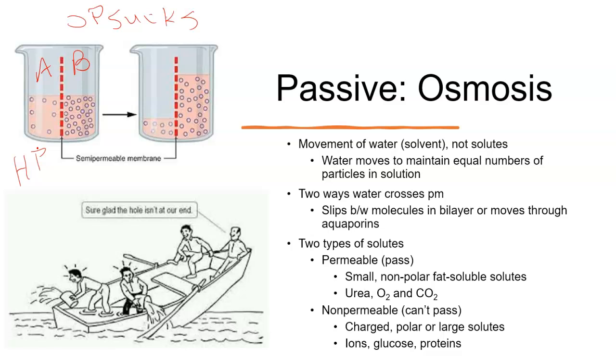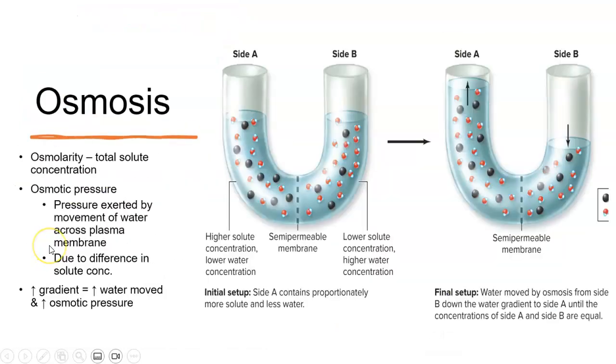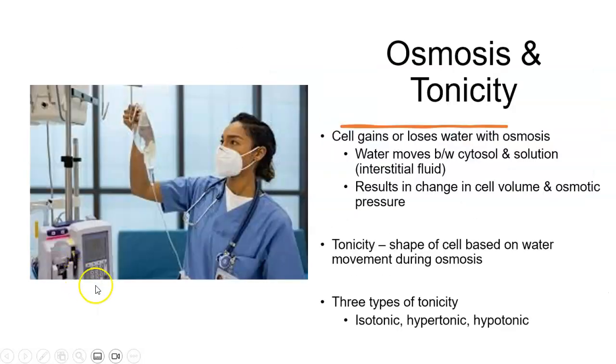Now what is that going to do? The water from side A is going to push through the membrane to side B. So hydrostatic pressure pushes, osmotic pressure sucks. But they're both moving water from side A to side B until we reach equal concentration on both sides of the membrane. Okay, I hope that made sense to you. We're going to talk about this a little bit more, so let's continue.